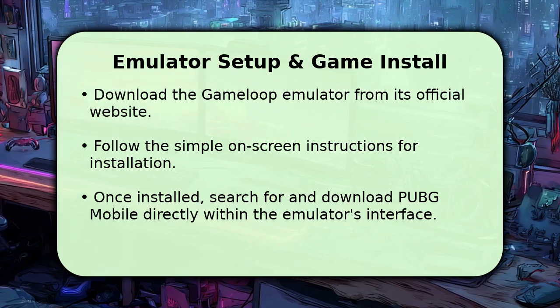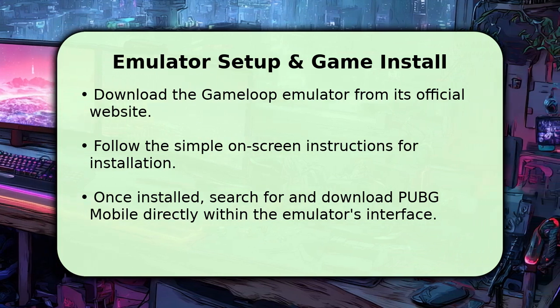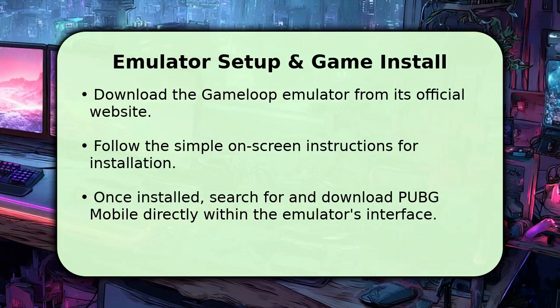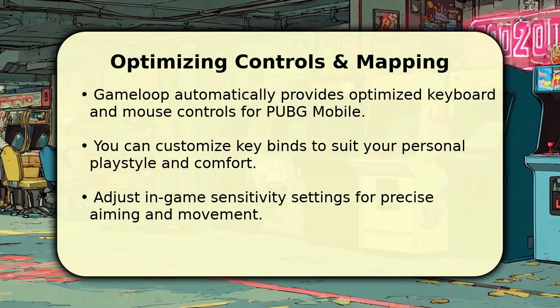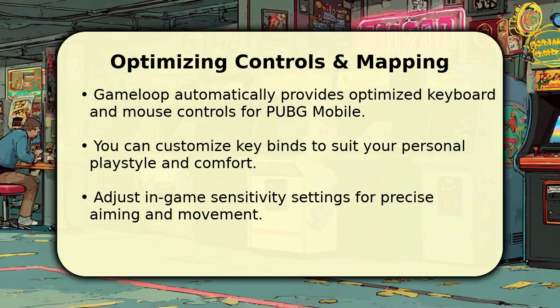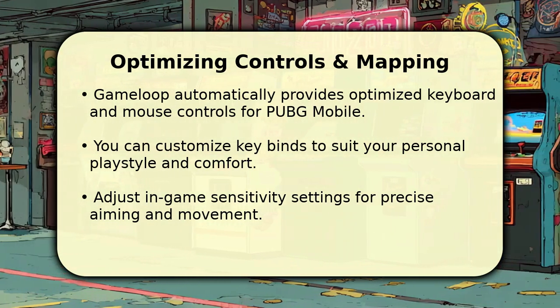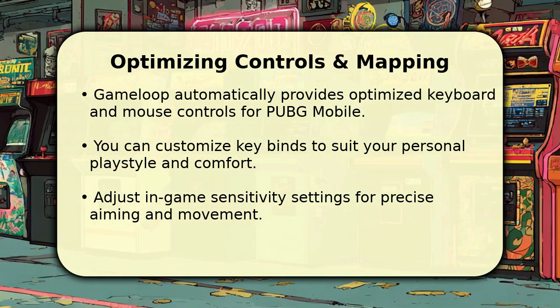download the game. The emulator handles all the necessary game files and setup for you automatically, ensuring a smooth transition into gameplay. GameLoop comes with preset keyboard and mouse controls that are well optimized for PUBG Mobile, making it feel very natural. However, you can easily access the key mapping tool to customize any button to your preference.